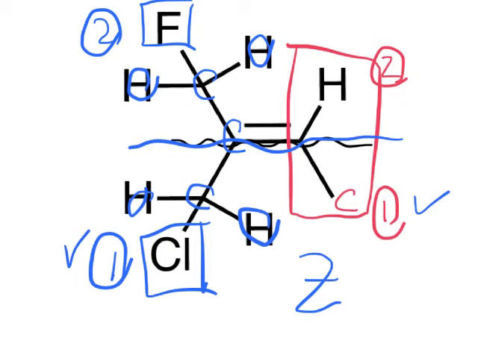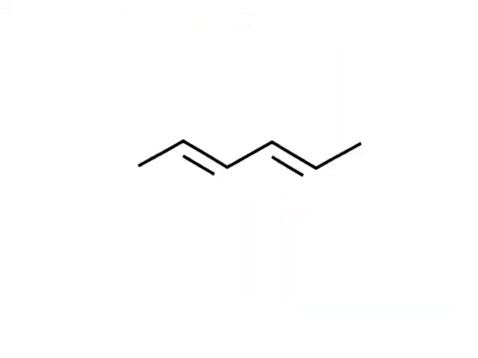Let's take a look at an example with multiple double bonds. Now, if we have multiple double bonds, then I have multiple possibilities for my E and Z. So I need to treat each of these double bonds as its own E and Z.